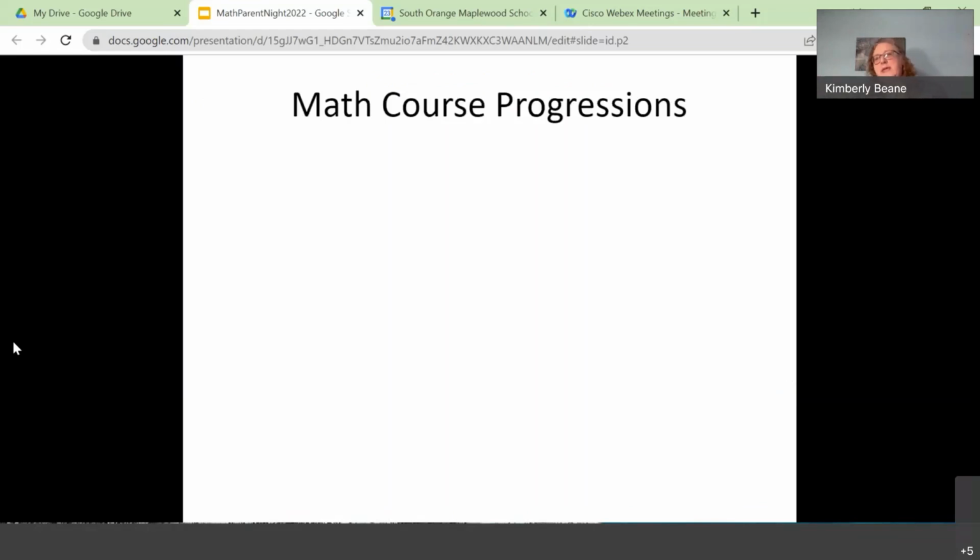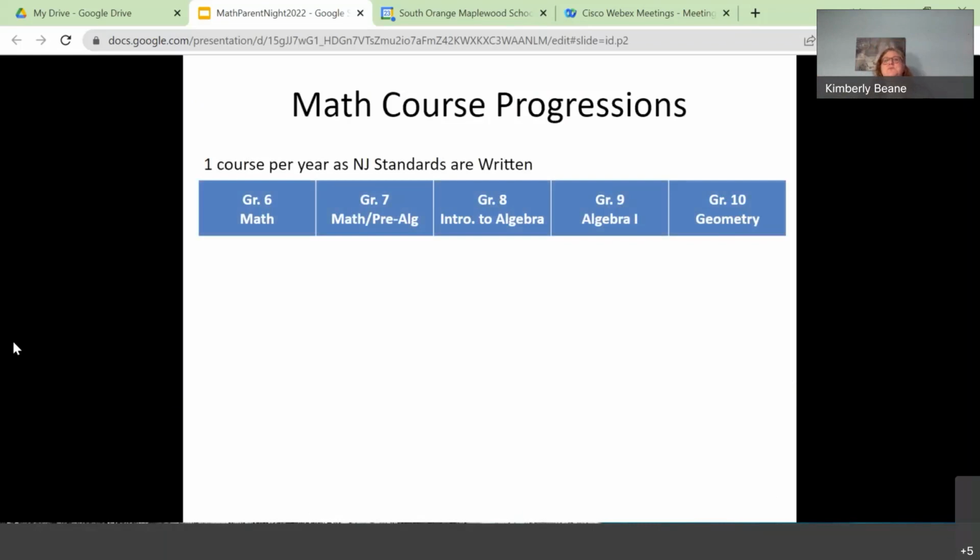So let's talk about the way students can progress through these. The state has written it. This is the 5-year layout. Grade 6 has the math standards. Grade 7 is grade 7 math or pre-algebra. Grade 8, the standards are intro to algebra. Grade 9 is algebra 1, and grade 10 is geometry. If a student followed the state standards as they are written, you would cover those 5 courses in 5 years.